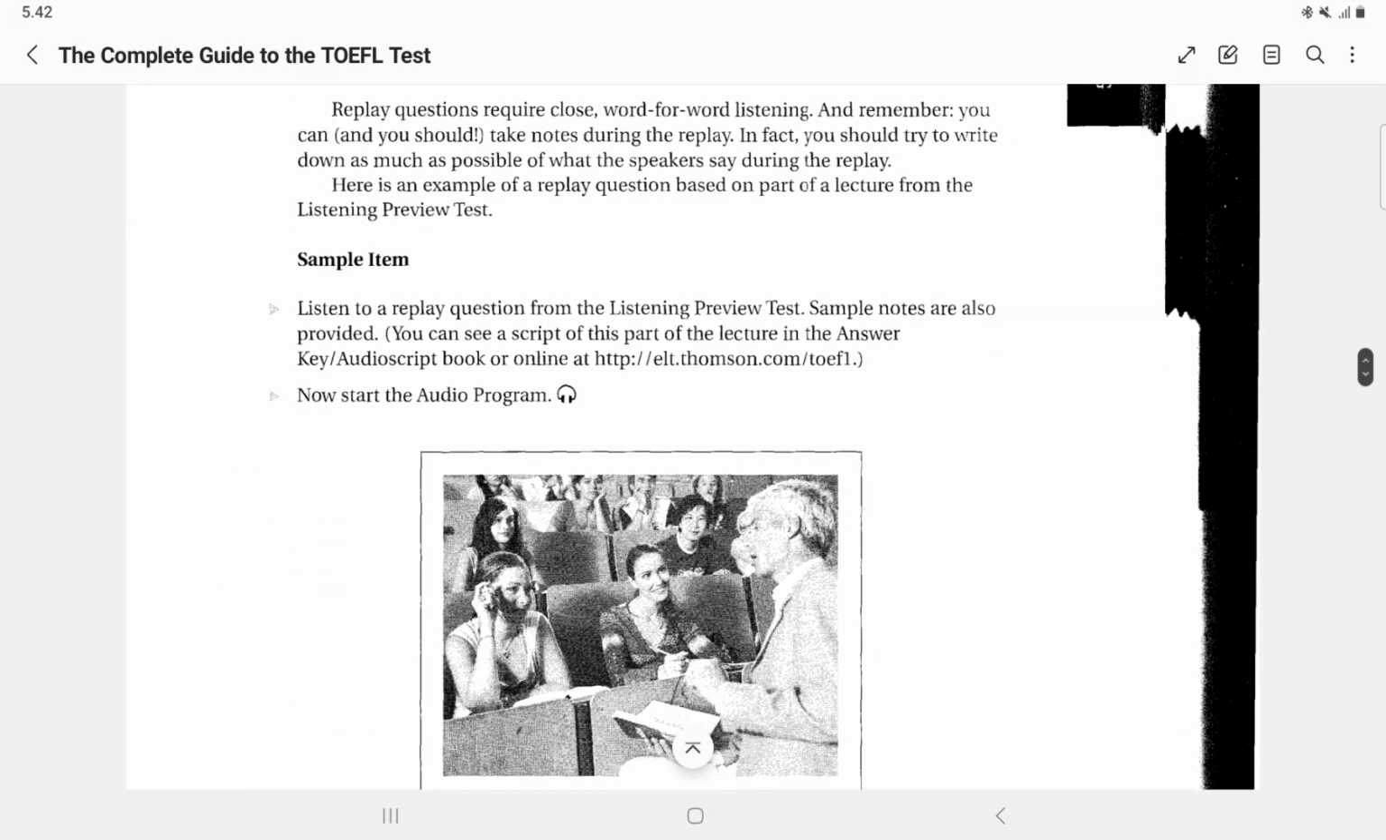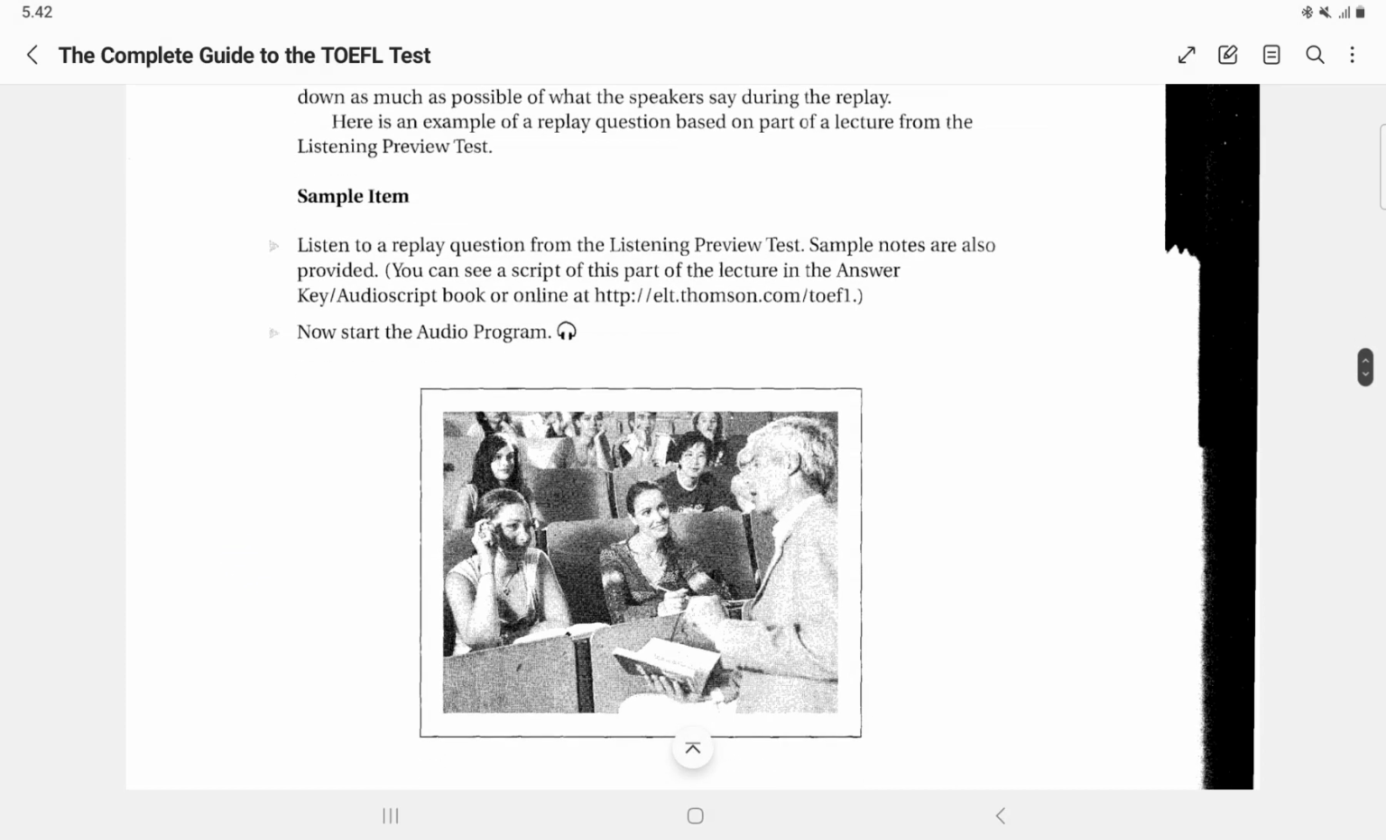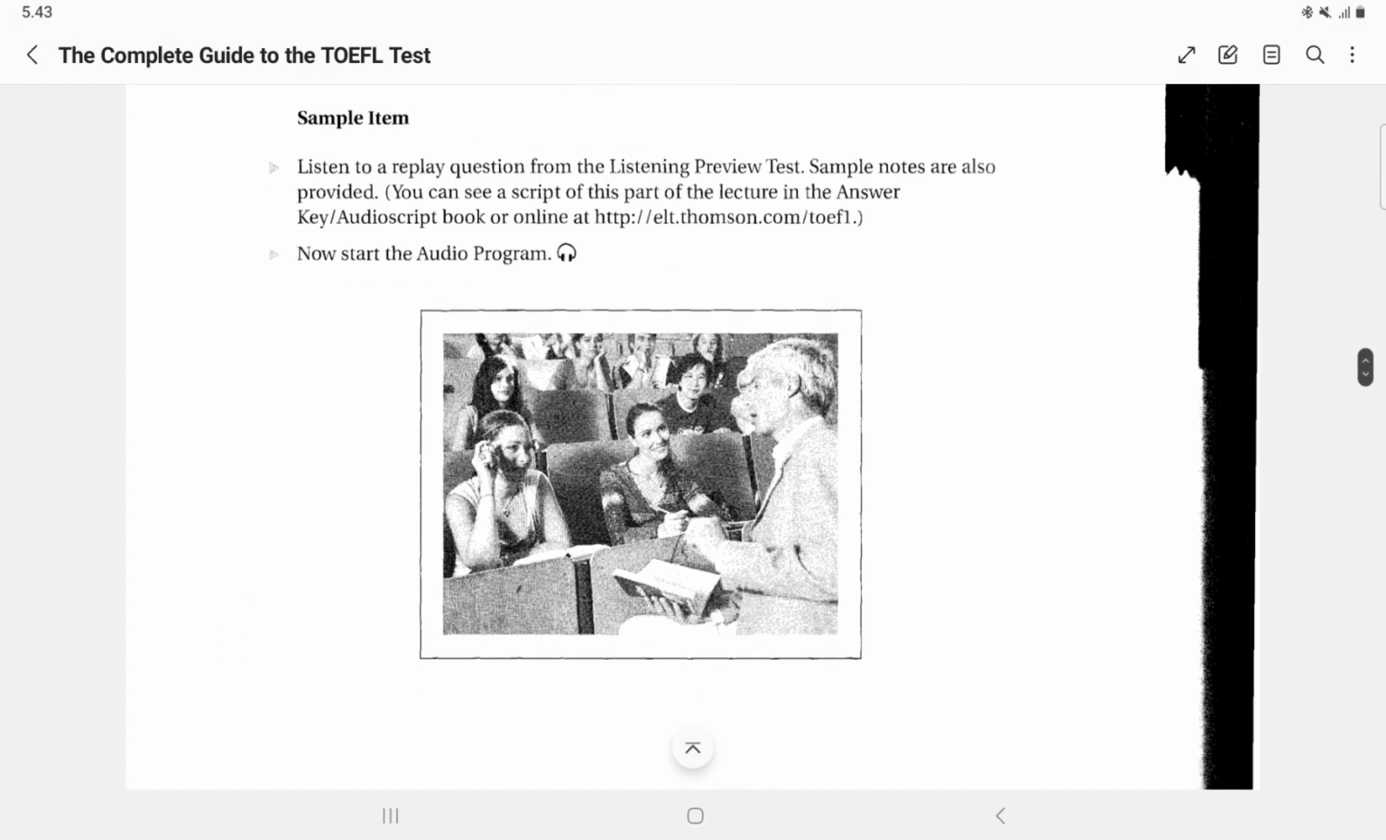Reply questions require close word-for-word listening. And remember, you can and you should take notes during the reply. In fact, you should try to write down as much as possible of what the speakers say during the reply. Here's an example of a reply question based on part of the lecture from the listening preview test.